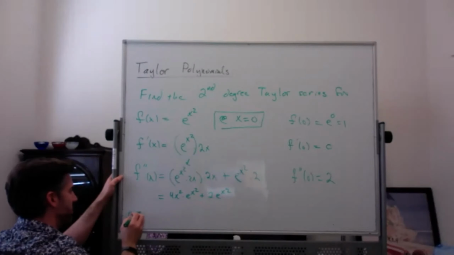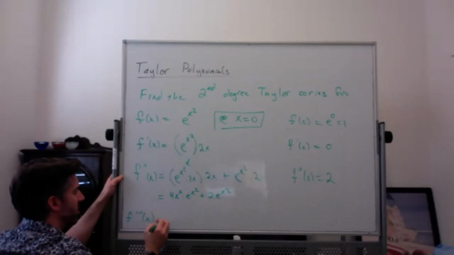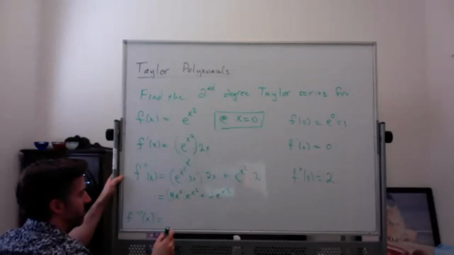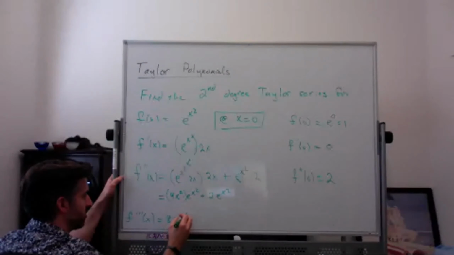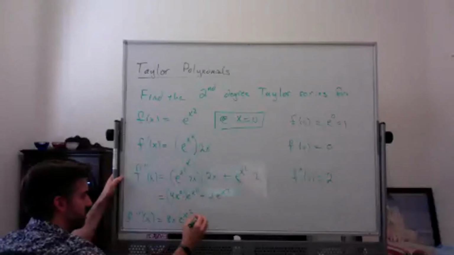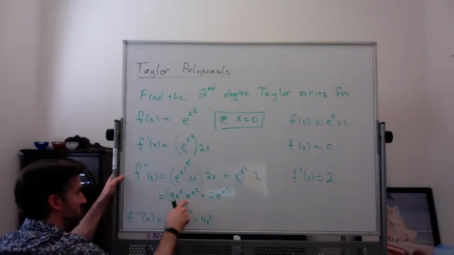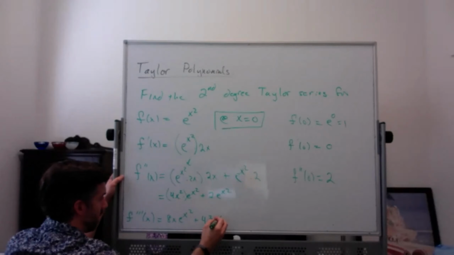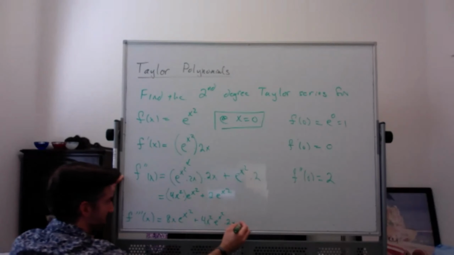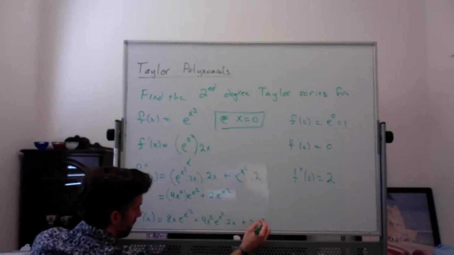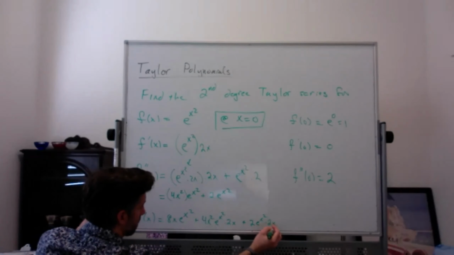And we take the derivative of that, the third derivative, you're going to have to use the product rule here. So I have the derivative of 4x squared, which is 8x, times e to the x squared, plus 4x squared times the derivative of e to the x squared, which is e to the x squared times 2x. And then the derivative of this is going to be 2 times e to the x squared times 2x.